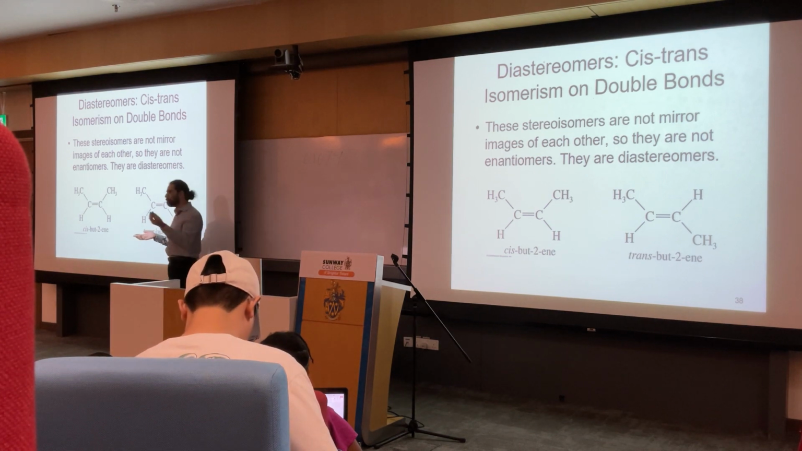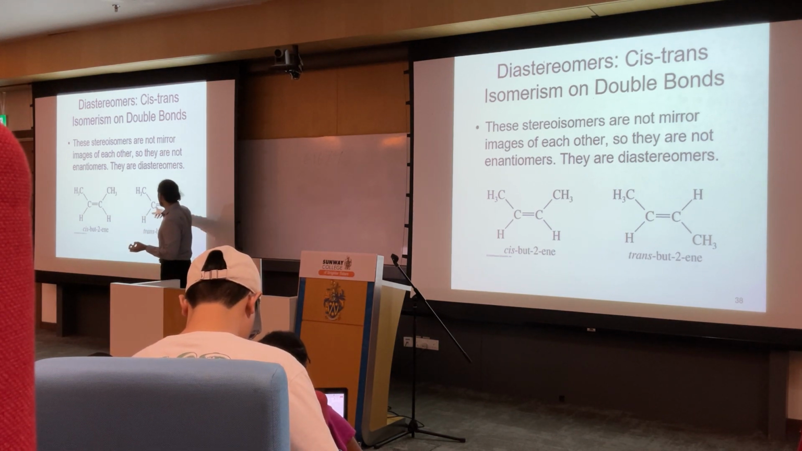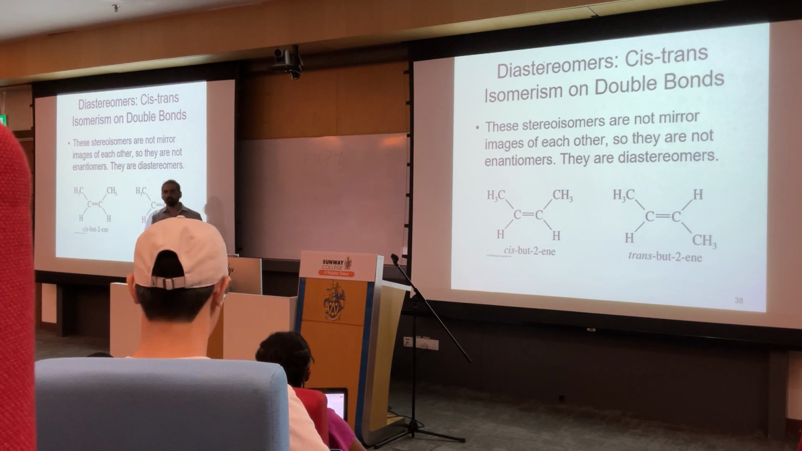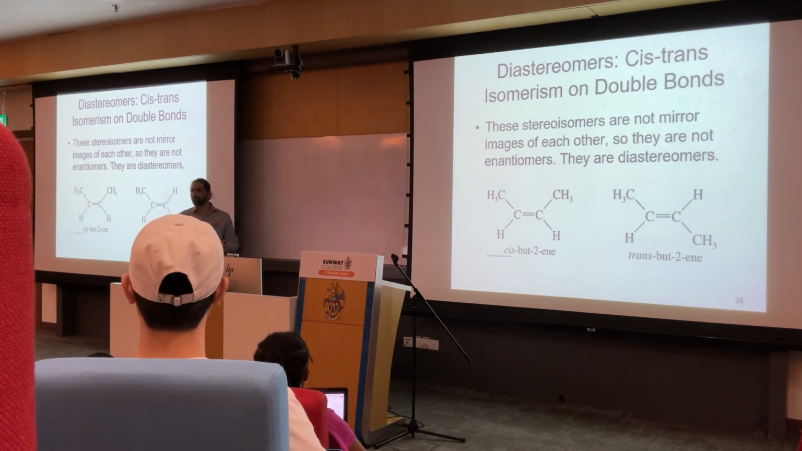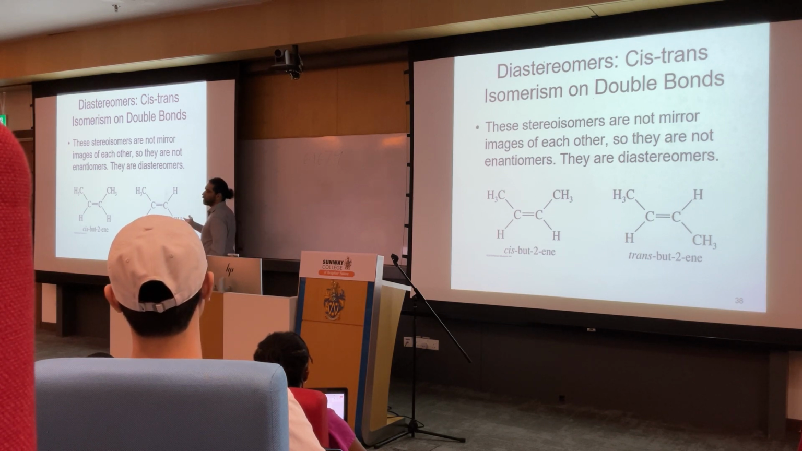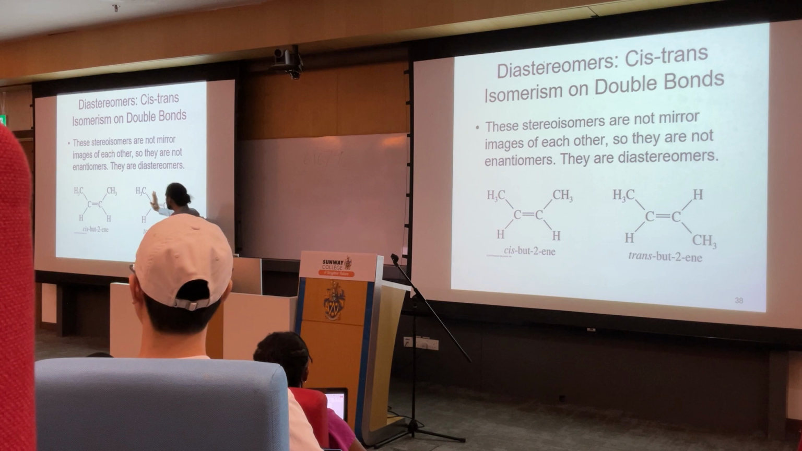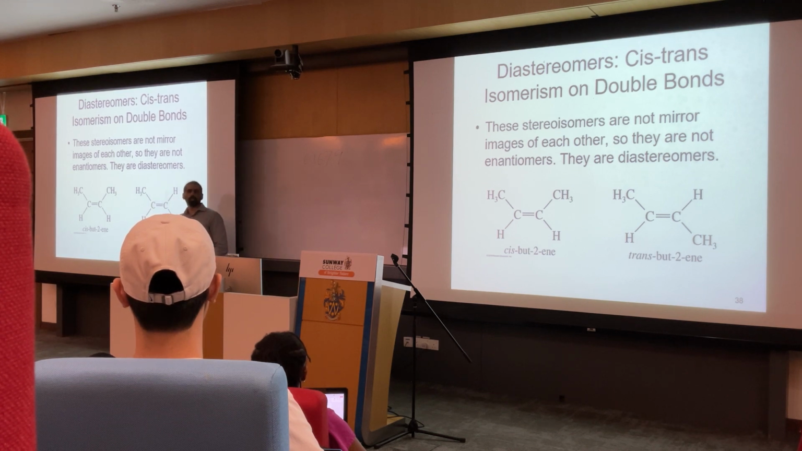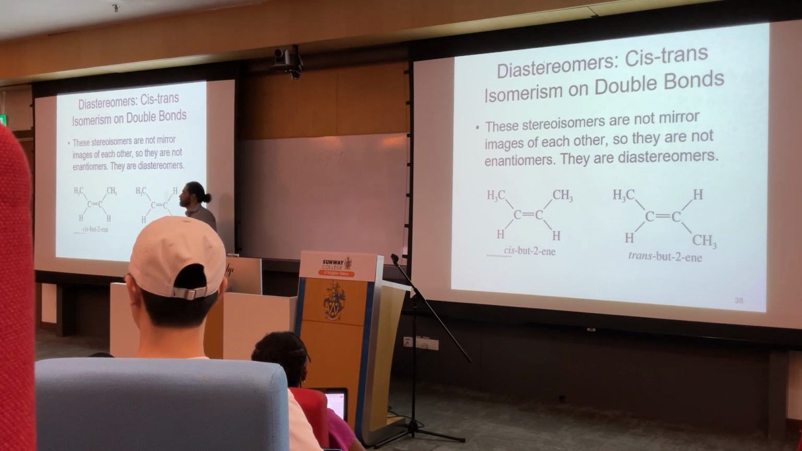One important factor in diastereomers is the carbon-carbon double bond. So you remember cis and trans from the carbon-carbon double bond, right? So cis and trans are a perfect example of diastereomers, because if you put a mirror there, this molecule is not a mirror image of that molecule, right? So that's why they are called diastereomers. Okay?